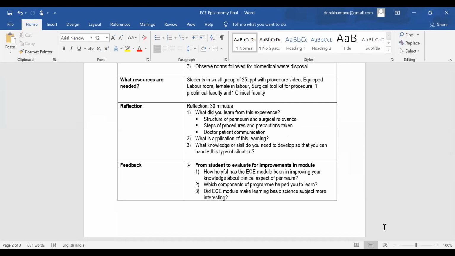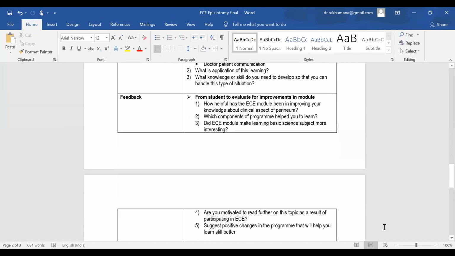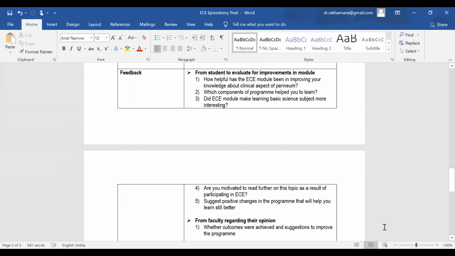What is the application of this learning? Third, what knowledge or skill do you need to develop so that you can handle this type of situation? Next is feedback: feedback from the student and feedback from the faculty. Feedback from the student is to evaluate improvement in the module.